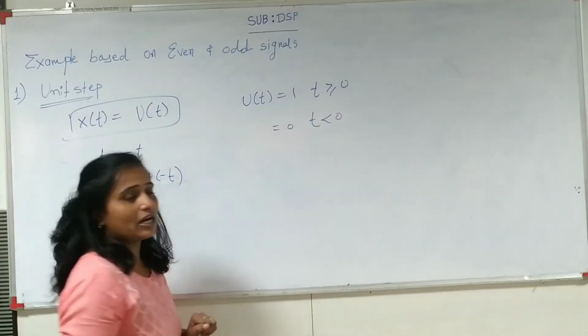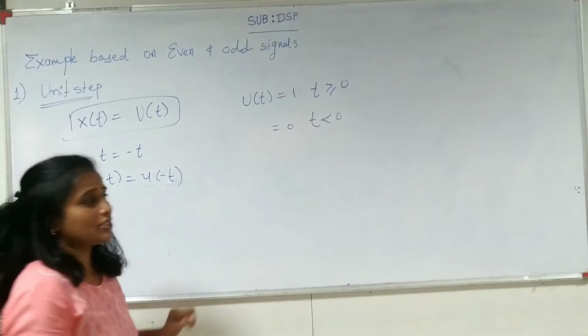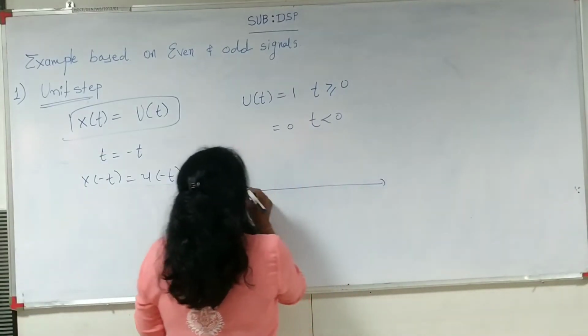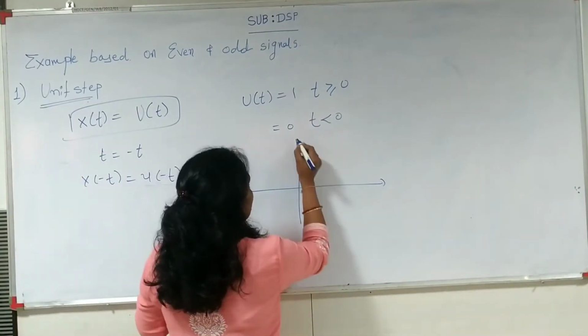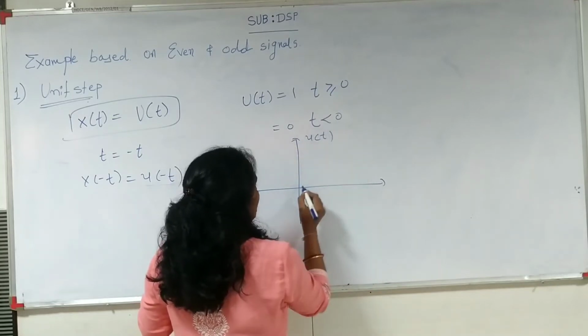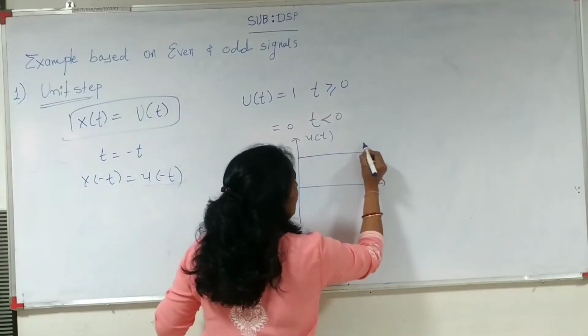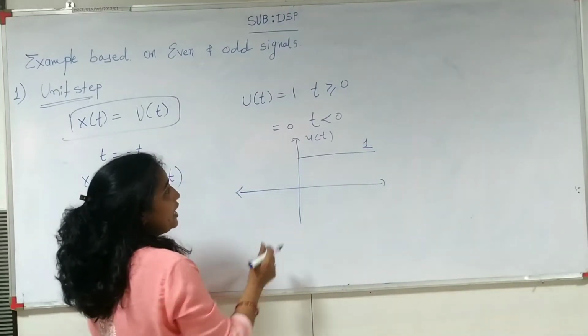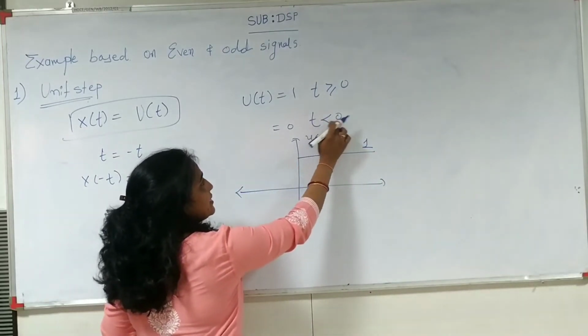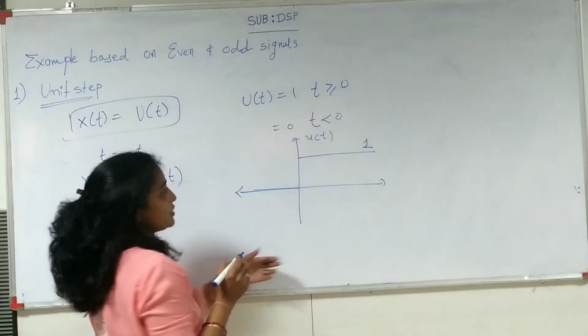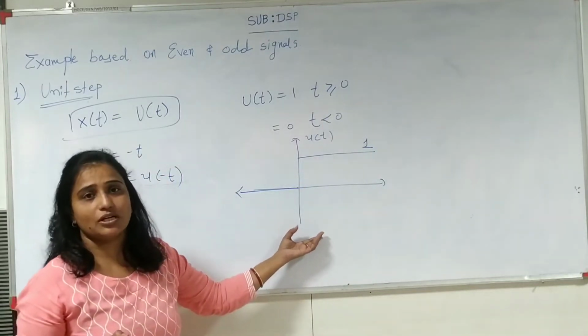Suppose I draw the graphical form of the unit step. It looks like this. The unit step is represented in this way. For the 0 value and for values greater than 0, it's always the unit step value of 1, and for t less than 0, it's always 0. So this is the graphical representation of the unit step.